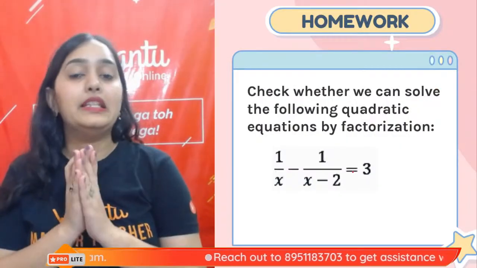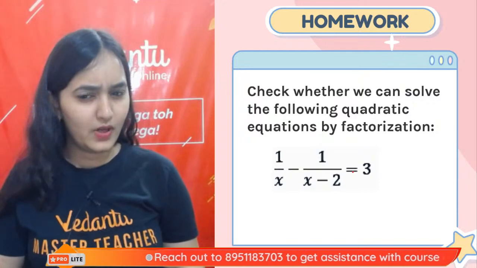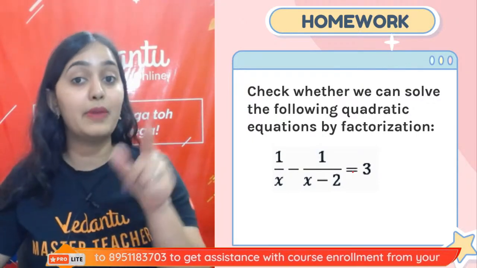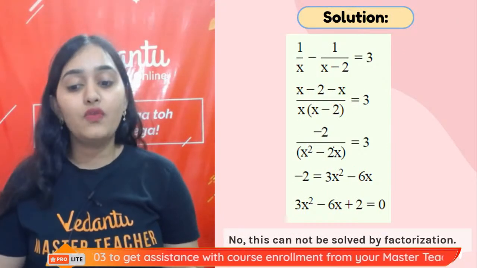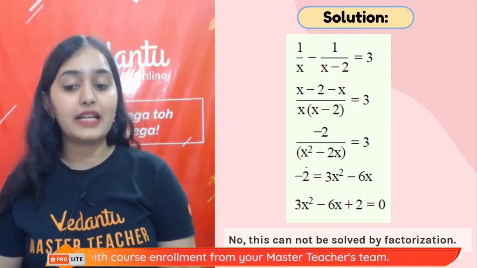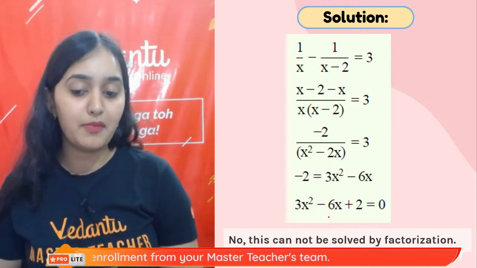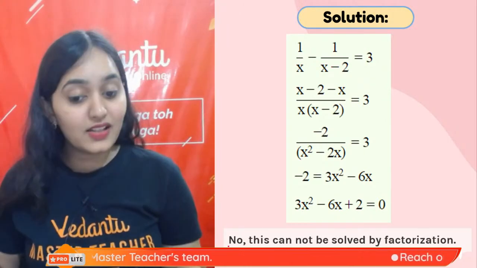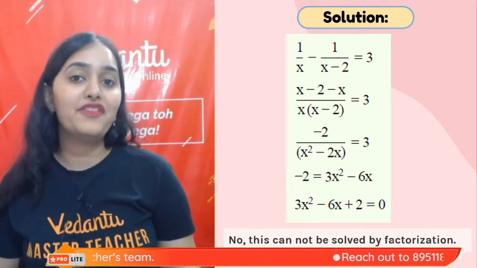In the last class I gave you homework: check whether you can solve the following quadratic equation by factorization. Once we factorize the equation, we get it into the form of 3x square minus 6x plus 2. Now the right answer is no, it cannot be solved by factorization.